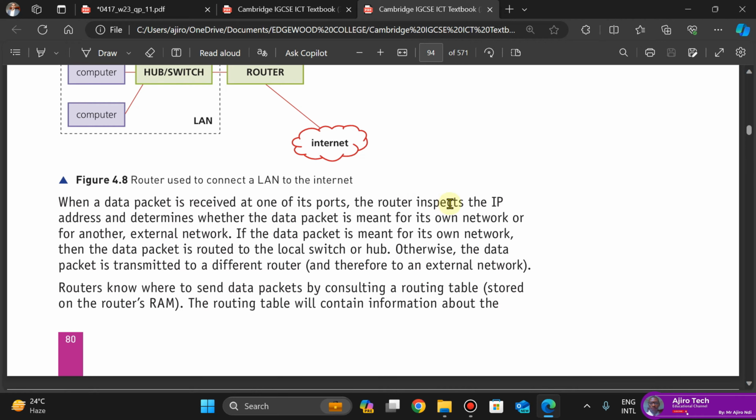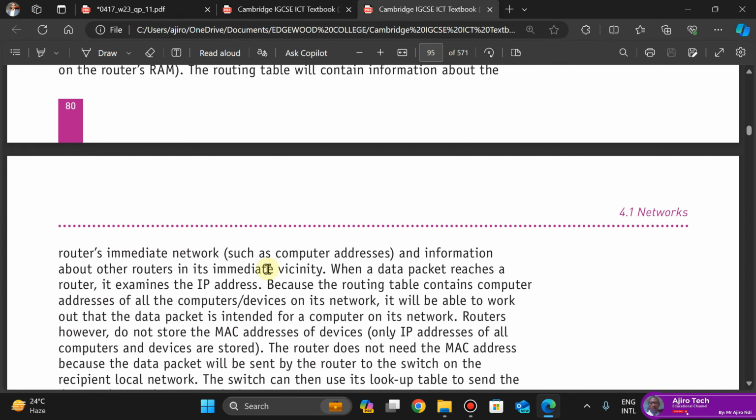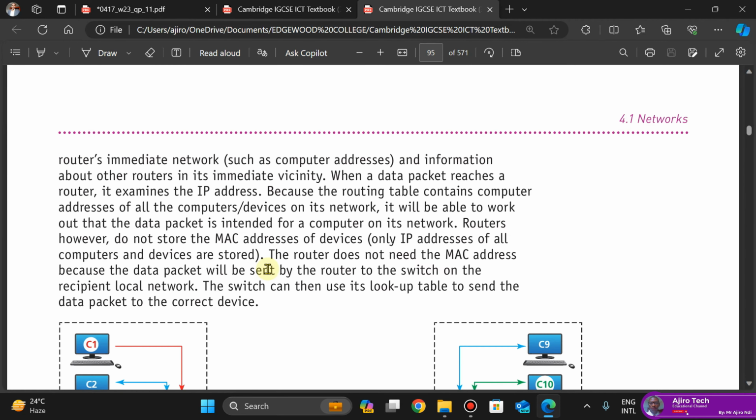of its ports, the router inspects the IP address and determines whether the data packet is meant for its own network or another external network. If the data packet is meant for its own network, then the data packet is routed to a local switch or hub. Otherwise, the data packet is transmitted to a different router. Please take note of this. Okay, take note of this important information here.